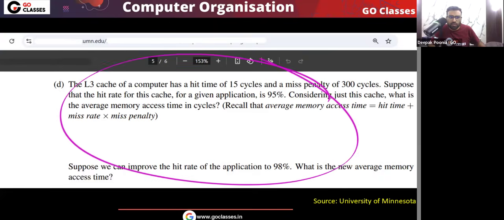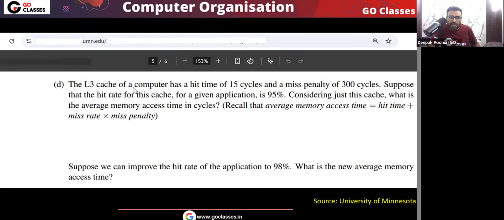Let's solve this question from University of Minnesota. The L3 cache of a computer has a hit time of 15 cycles. So L3 cache hit time is 15 cycles. What it means is simply the L3 cache access time is 15 cycles. And the miss penalty is 300 cycles. Suppose the hit rate for this L3 cache for a given program is 95%. Considering just this case, this is an interesting statement.